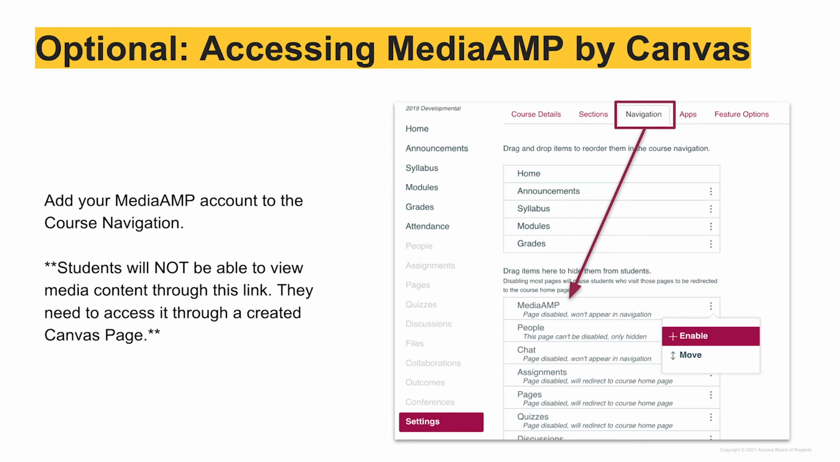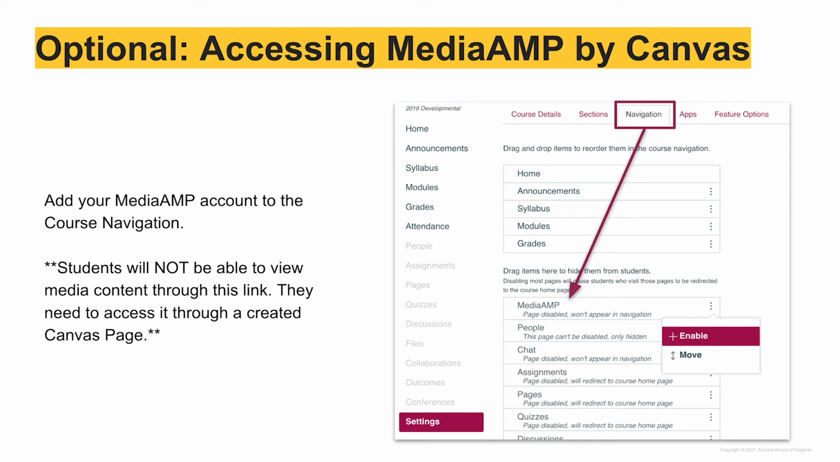Another way to access MediaAmp is through Canvas by adding it as a course navigation link. However, please be careful with this feature as students will also see the MediaAmp link in Canvas but will not see any media from the instructor. Students need to access media uploaded by a teacher from a created content page in Canvas, which will be demonstrated next.